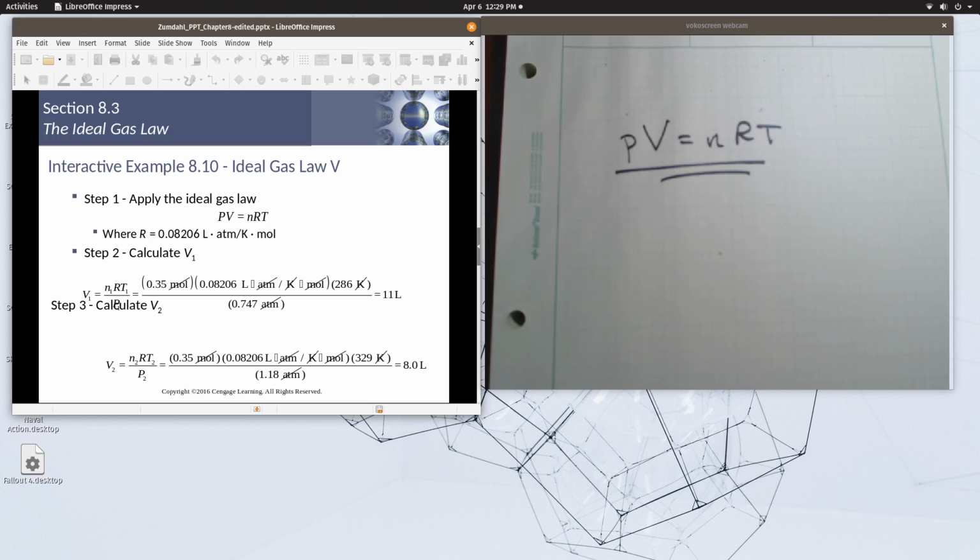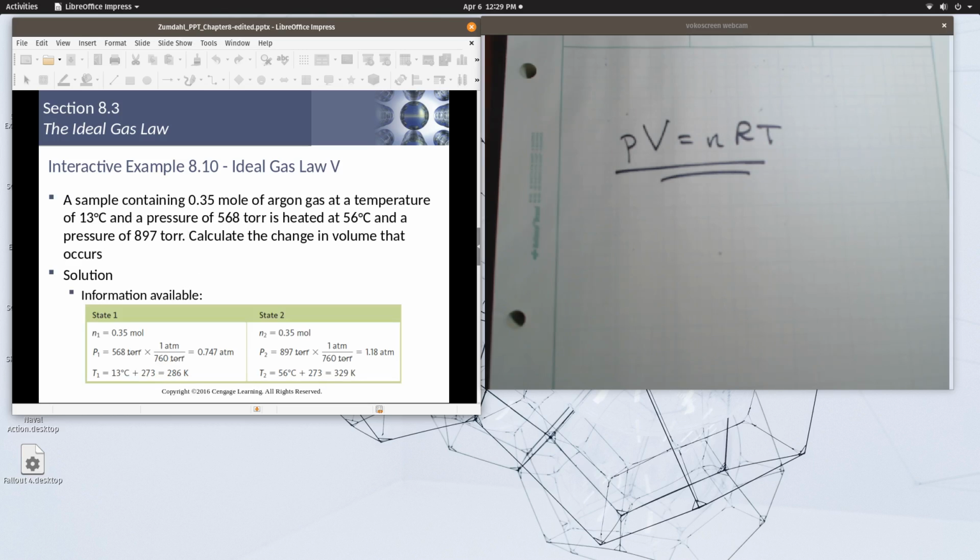So again, here we can apply it. It's a little bit more complicated of an example. Suppose I have a gas, argon. I have 0.35 moles at 13 degrees Celsius and a pressure of 568 torr. And I heat it to a new pressure and a new temperature. I'm going to calculate the change in the volume. So I'm going to increase the pressure and increase the temperature at the same time.